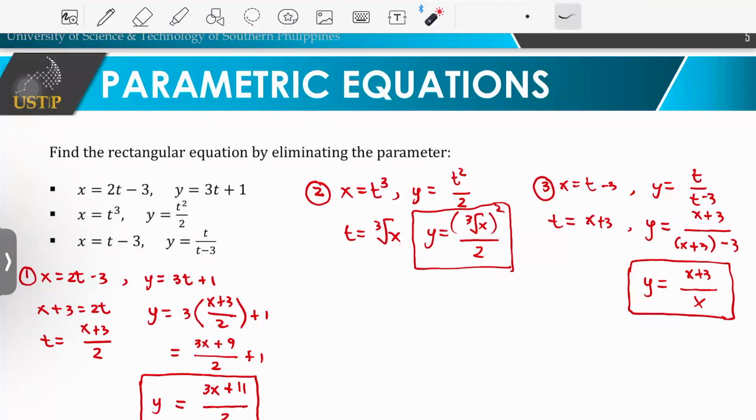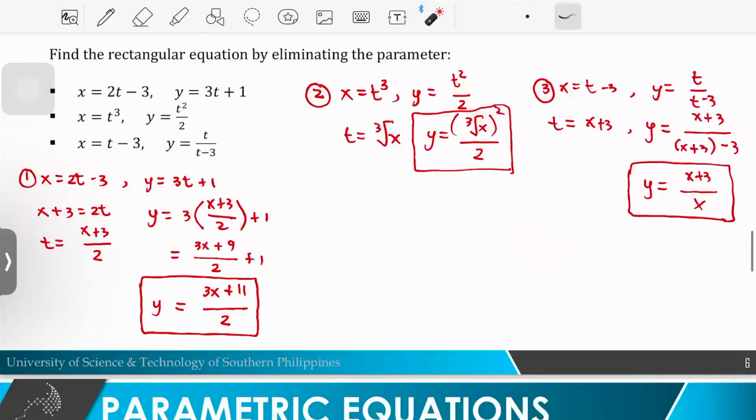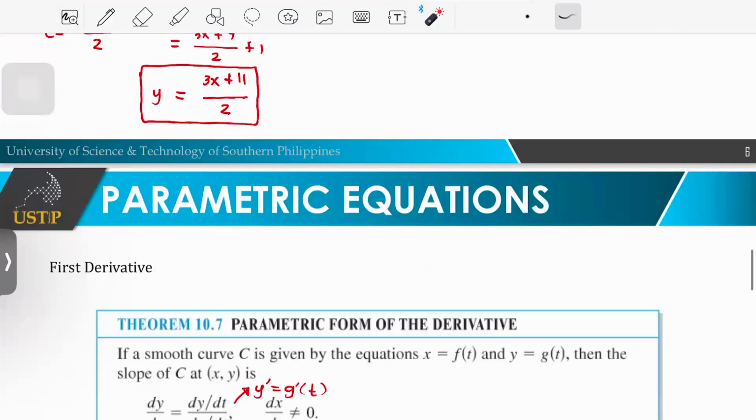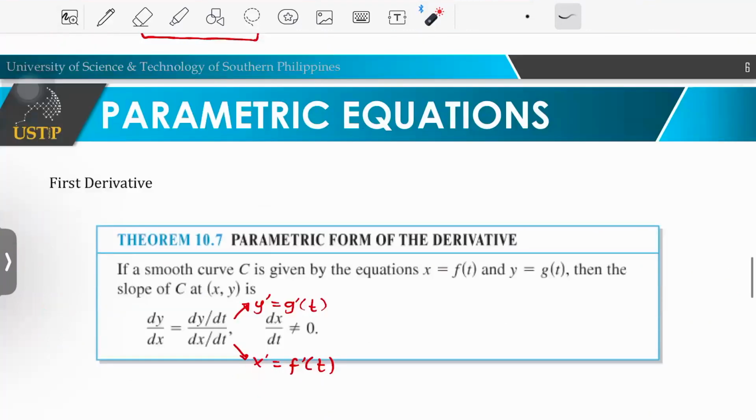Okay, that's for converting parametric to rectangular, no? So let's see, how do we get the first derivative of our parametric equation? If a smooth curve C is given with the equation x is equal to f of t and y is equal to g of t, di ba? Muna itong parametric equation.